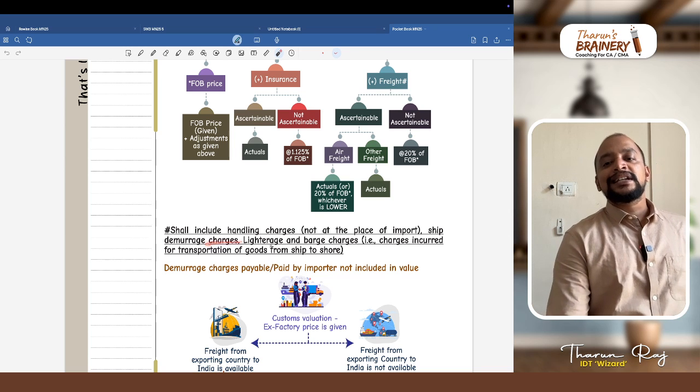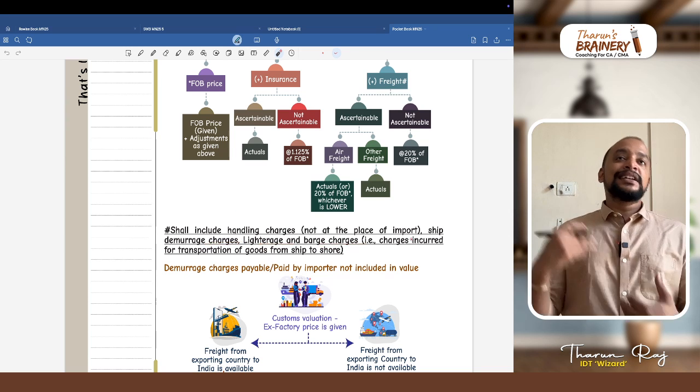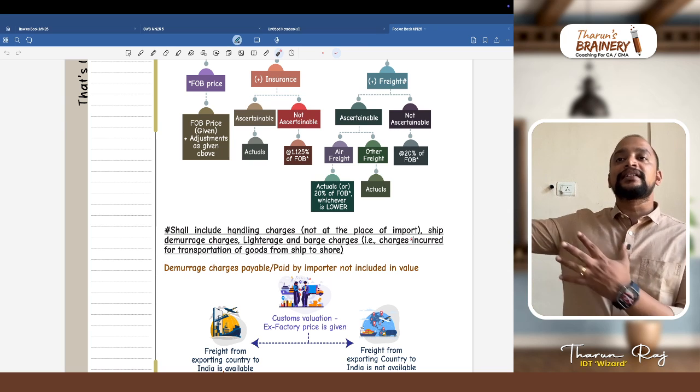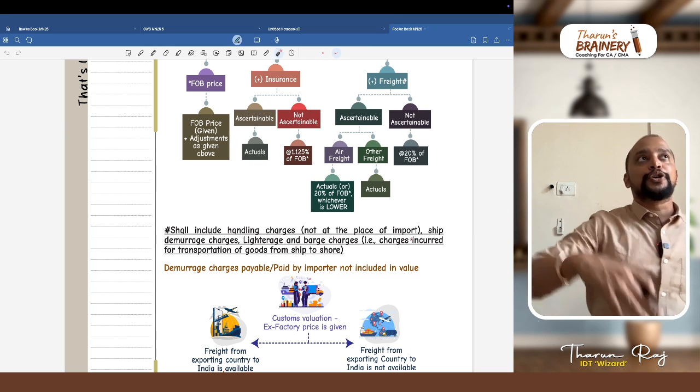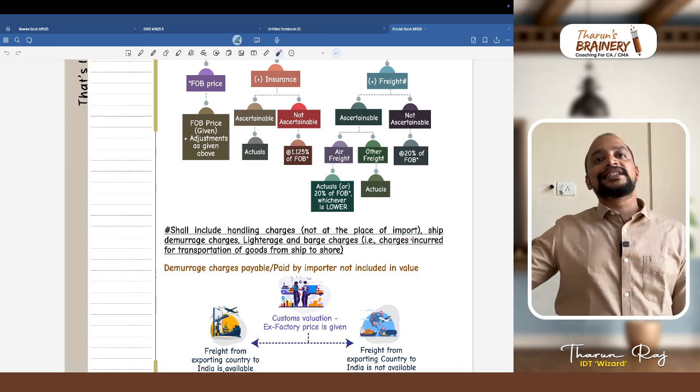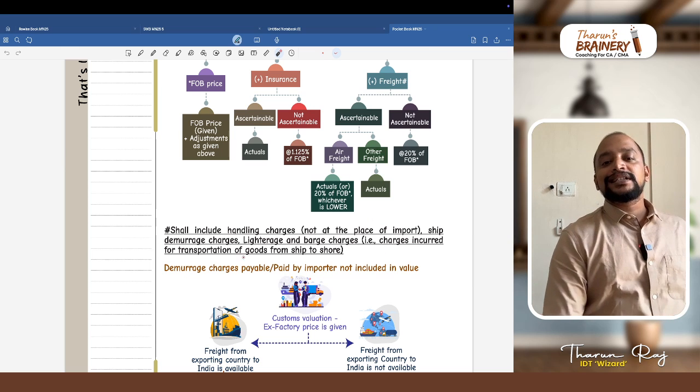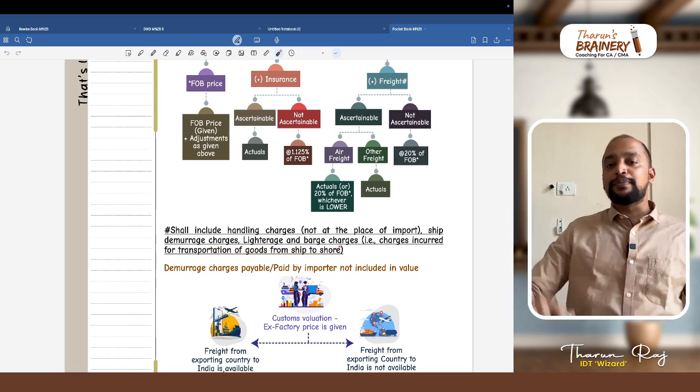Ship demurrage charges, lighterage and barge charges. These are payable by the person in charge of the conveyance if the ship is anchored at the outer space, which could not be brought to port. Lighterage and barge is to bring the goods from the ship to the shore. Charges incurred for transportation of goods from ship to shore.